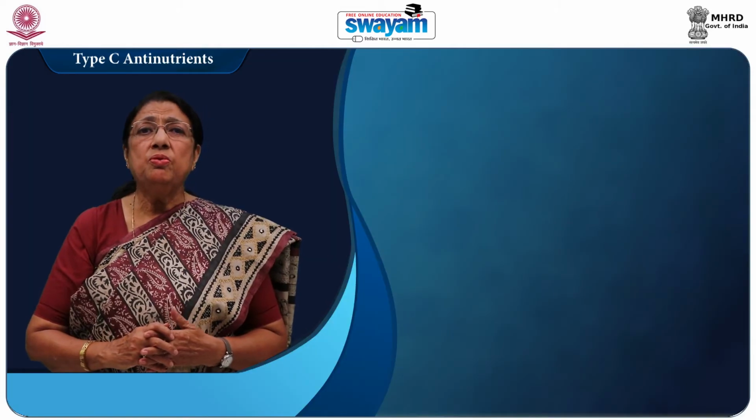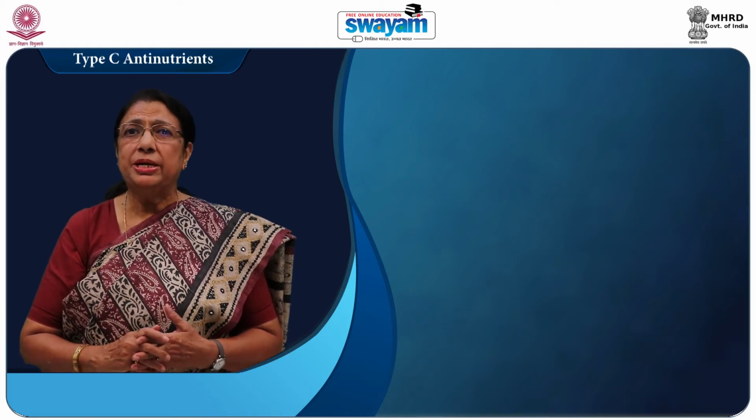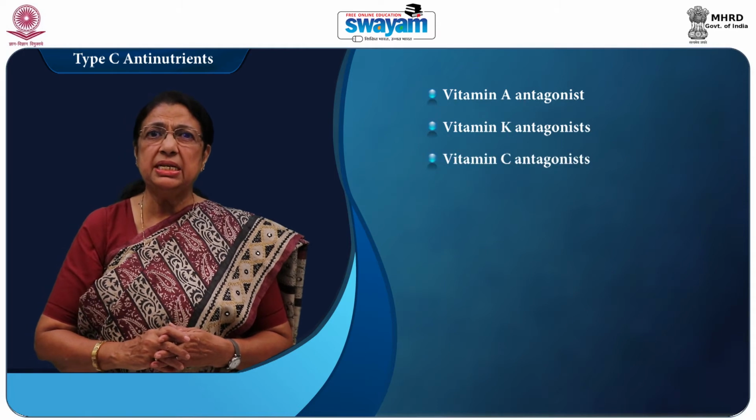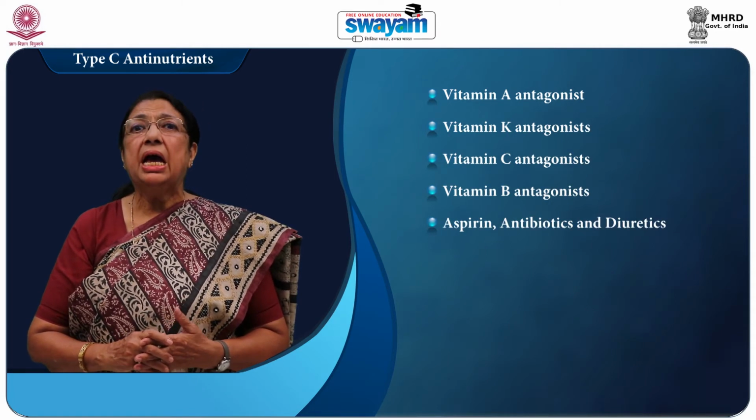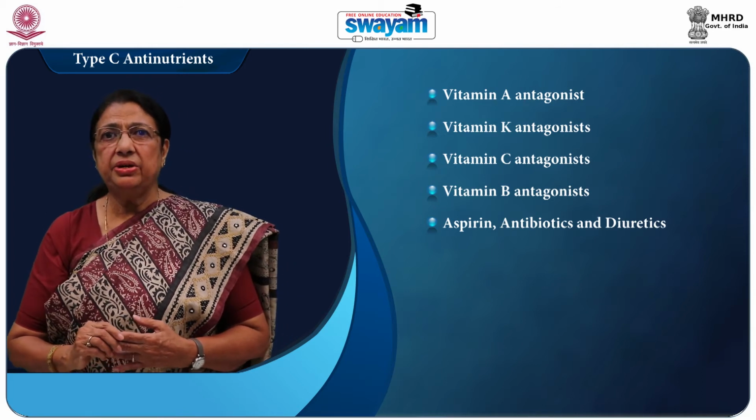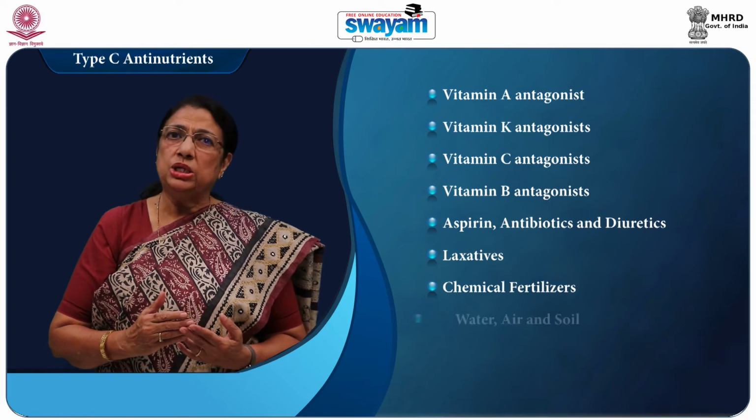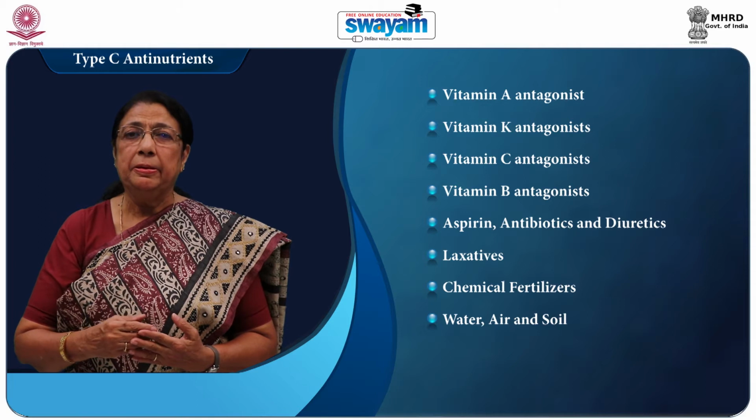Let us now move to the type C anti-nutrients, which include vitamin A antagonists, vitamin K antagonists, vitamin C antagonists, vitamin B antagonists, aspirin, antibiotics and diuretics, laxatives, chemical fertilizers, water, air and soil. We will be discussing each one in detail.